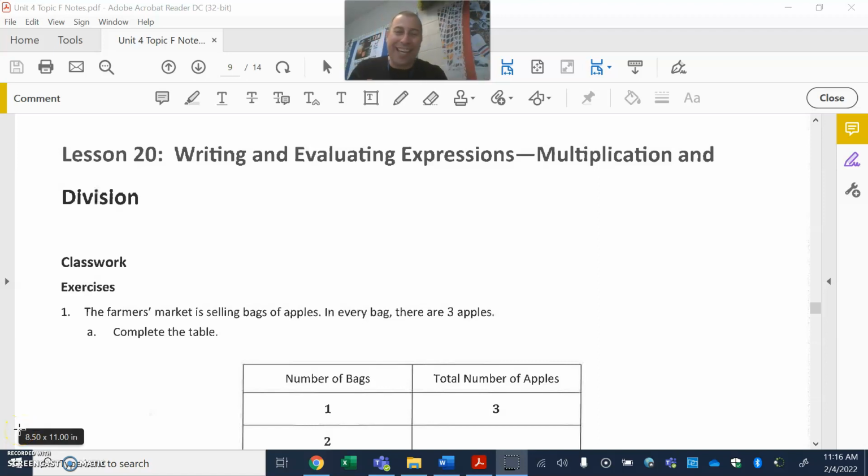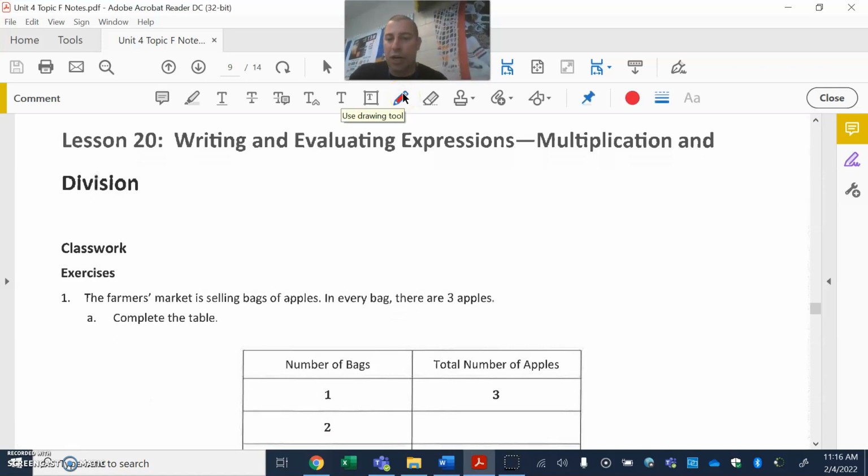Welcome, everyone. Lesson 20, the magical land of writing and evaluating expressions, multiplication and division. All right. So, hey, let's get into this here. We're back to completing our tables, again, which we've seen before, and using that good math grammar. Multiply the number up against the letter, number's going to show up first, all that type of good stuff. So, let's get into this here and see what we've got.